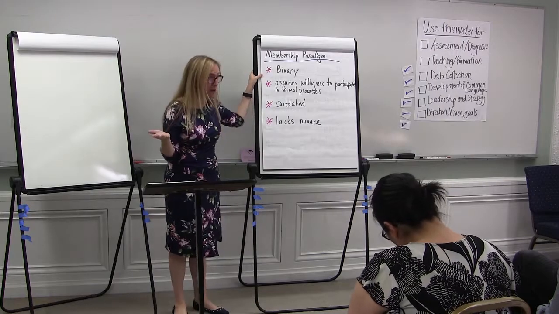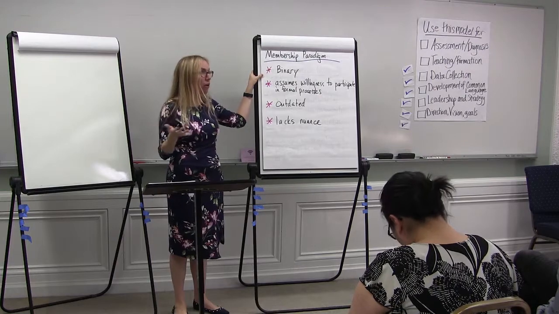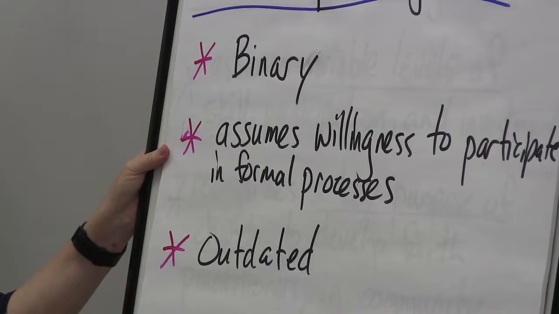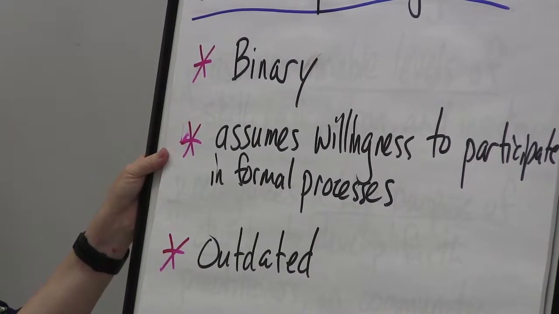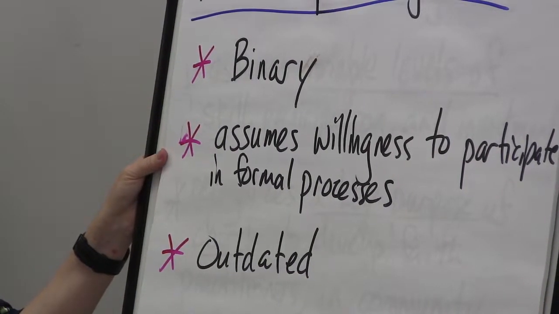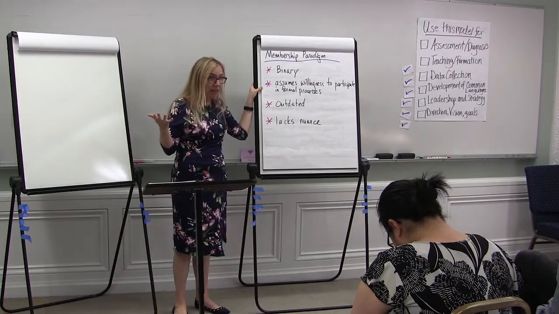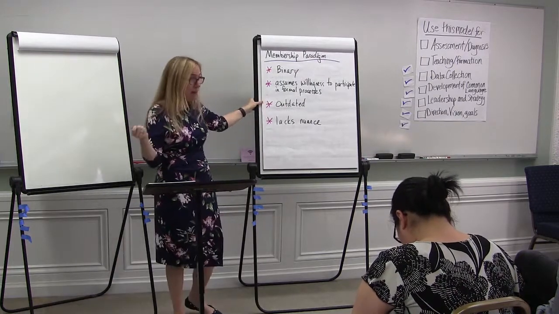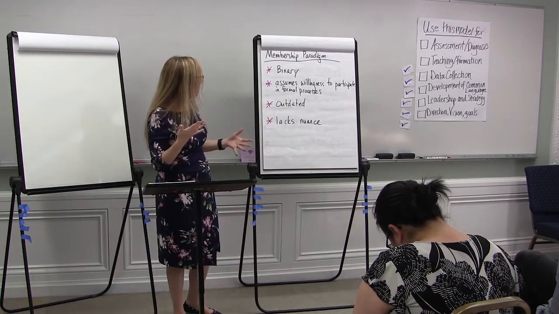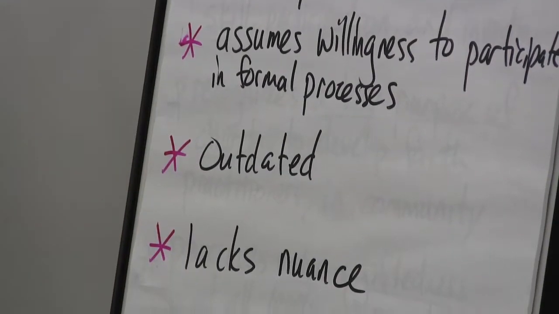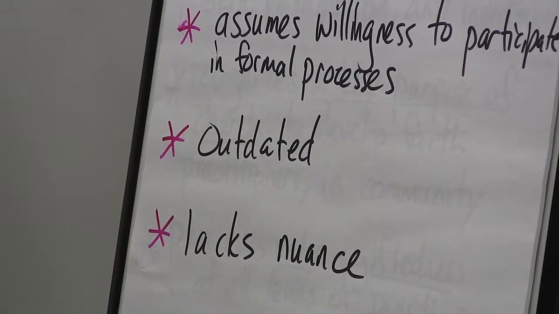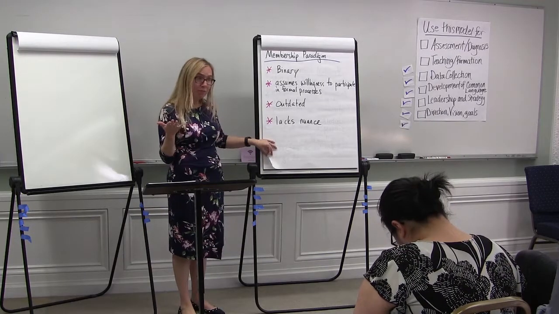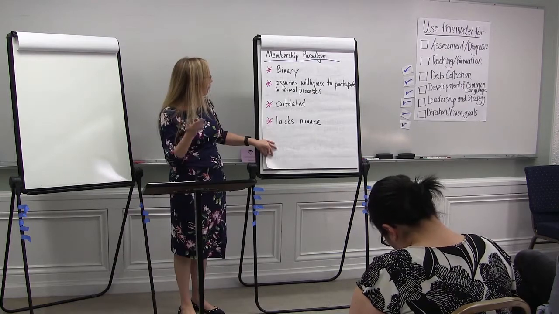Anyone who fills out a parochial report every year struggles with this more and more. Like, who is a member? A membership paradigm assumes a willingness on the part of the people who are interacting with our churches to participate in formal processes and formal record keeping. And one of the realities is people are less and less into that, into signing on the dotted line and participating in formal membership. So it's outdated, and a membership paradigm really lacks nuance because of the binary nature of it, that either in or out, either member or not a member.